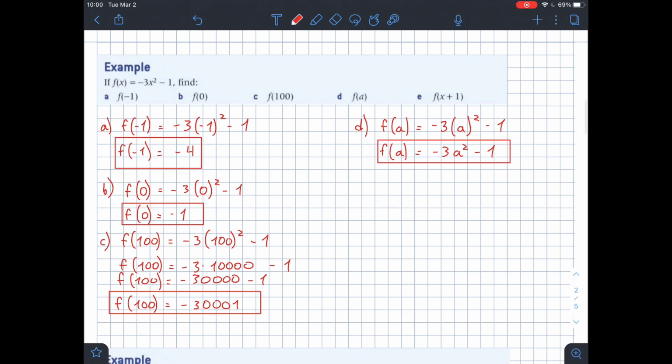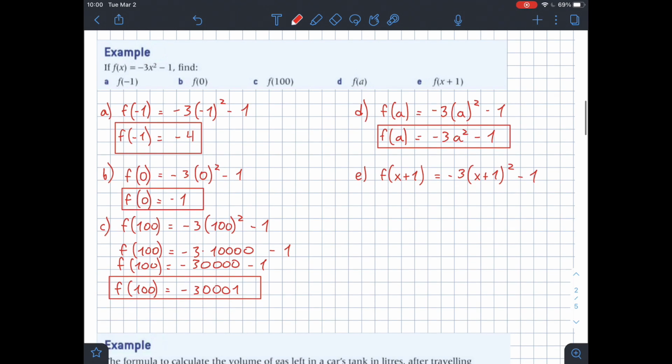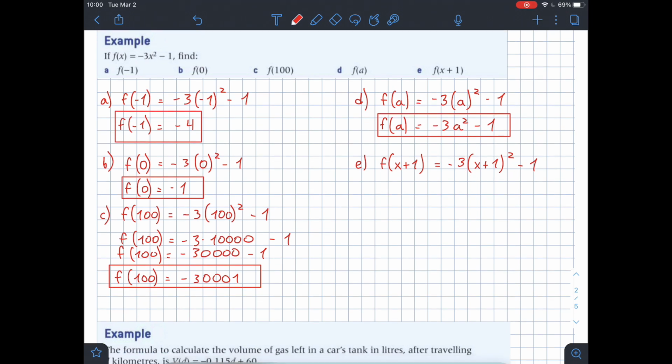And finally, for part E, it says f of x plus 1. So instead of writing x, we're now writing x plus 1. So it's the same thing, minus 3 times x plus 1 squared minus 1. So if we expand this expression, do you remember how to expand a squared binomial? Let me do that here. We're going to write negative 3, and it's the square of the first term plus 2 times the product of the two, so 2x times 1, plus the last term or the second term squared.